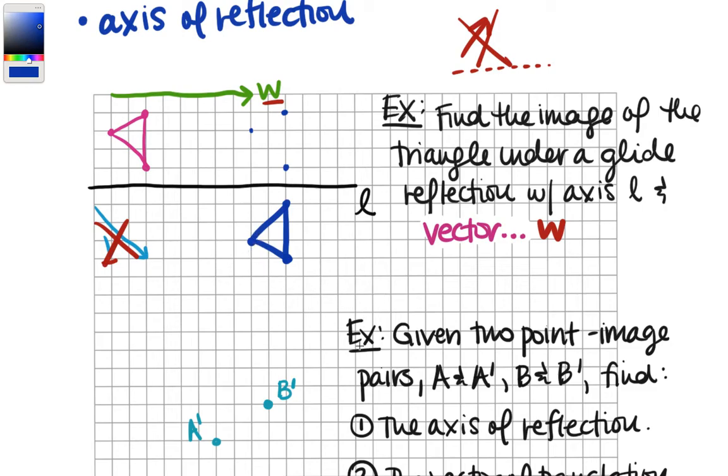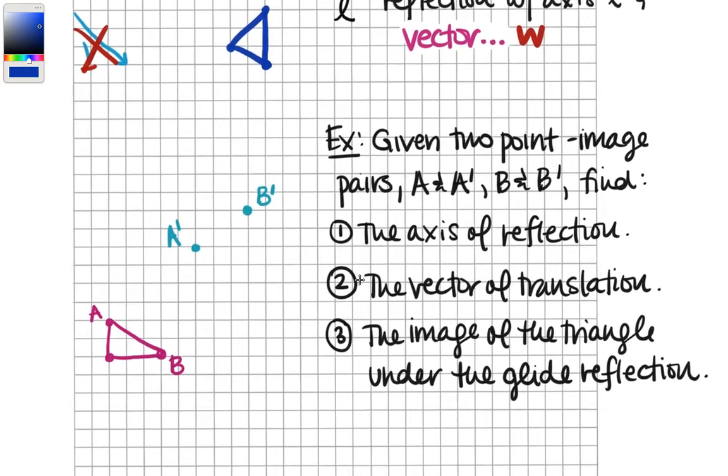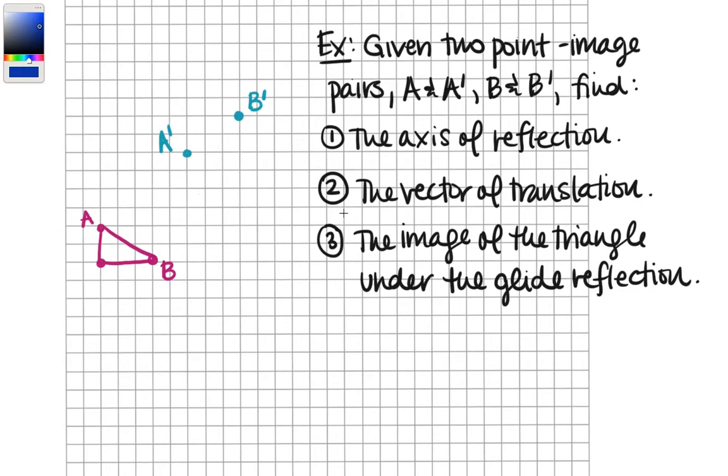All right, let's go ahead and do one more example. Here we've got 2 point image pairs, A and A prime, B and B prime, and we want to find several things. We want to find the axis of reflection, the vector of translation, and then the image of the whole triangle. All right, so here is our point A, and we know where it ends up. Here is our point B, and we know where it ends up. There's a couple of ways we can figure this out.